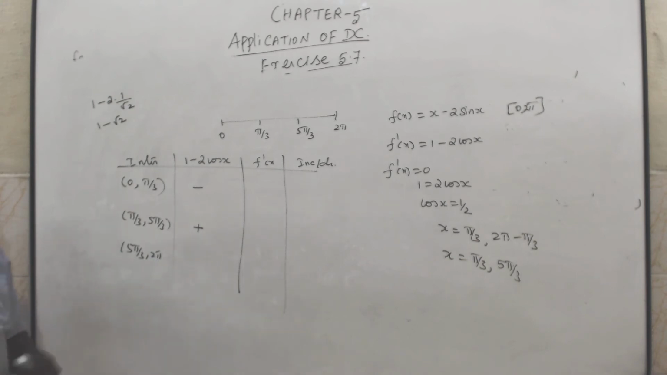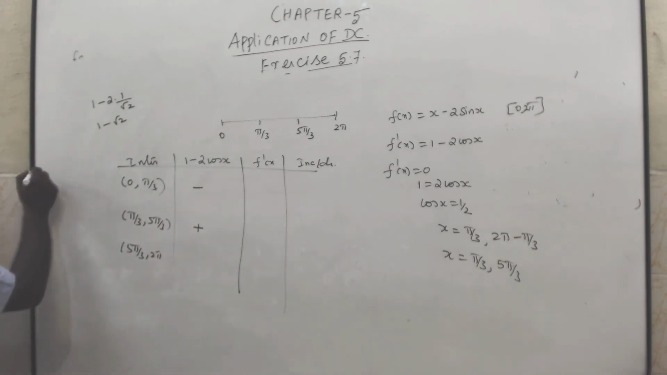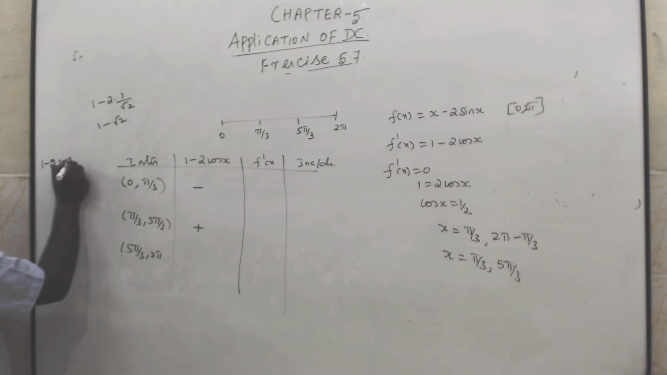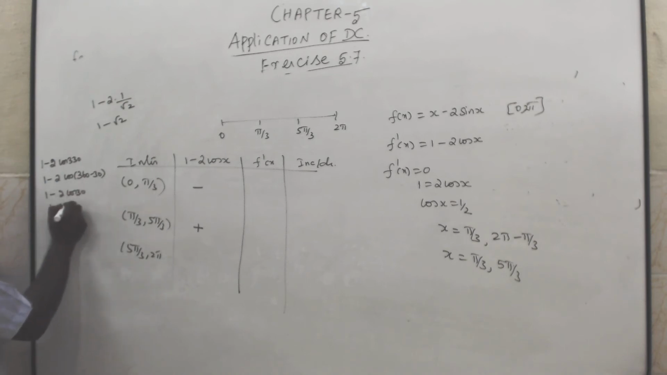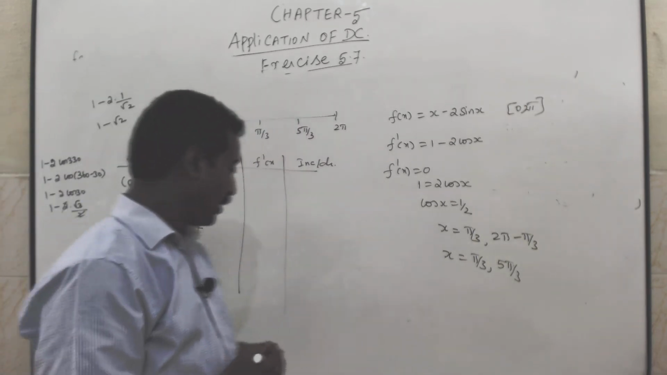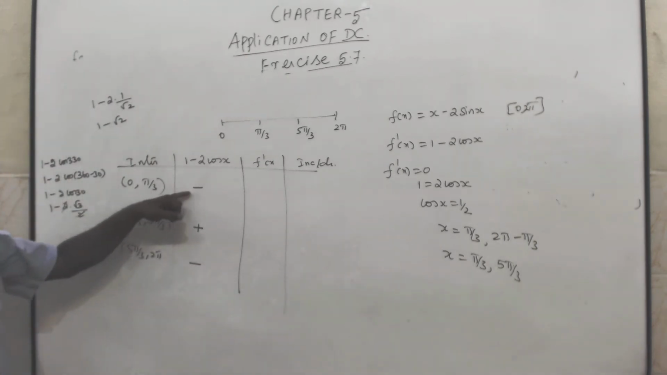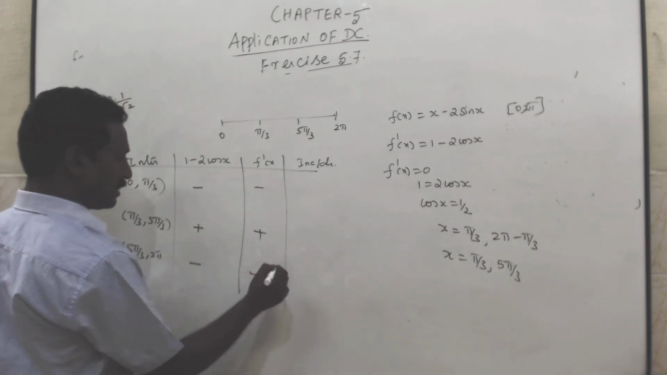Then 5 pi by 3 to 2 pi. Suppose we consider 330. So the value of 1 minus 2 cos 330, that is 360 minus 30, so 1 minus 2 cos 30. Cos 30 value is root 3 by 2, the 2 cancels. Root 3 is 1.732. 1 minus 1.732 is minus. Definitely it will be minus only. Therefore, this is minus, plus, minus.